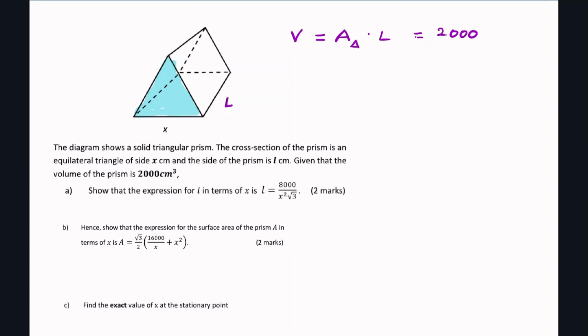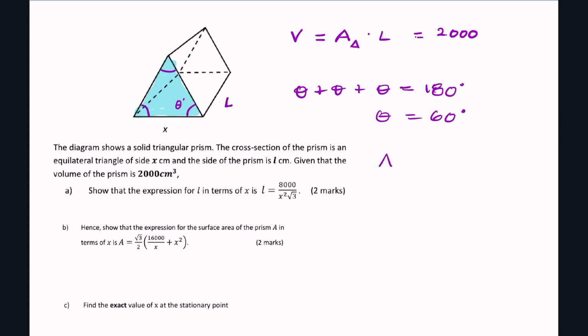Looking at this triangle, we know it's an equilateral triangle. That means these sides are equal, but that also means that these angles are equal. And because the sum of the angles of a triangle is 180 degrees, we have theta plus theta plus theta equals 180 degrees. So theta has to be equal to 60 degrees. So in an equilateral triangle, the angle is 60.